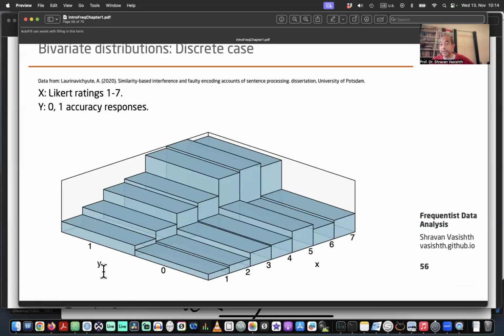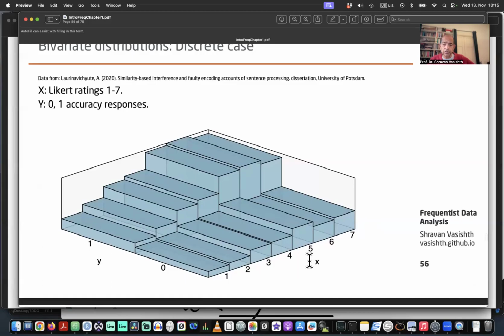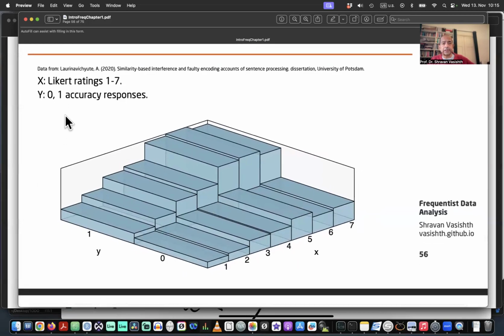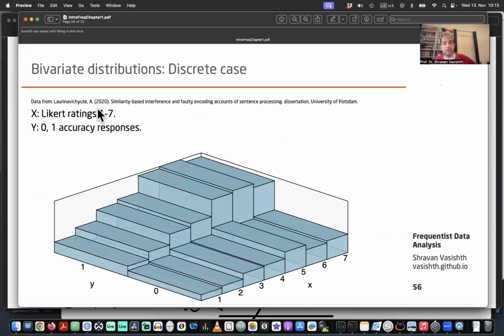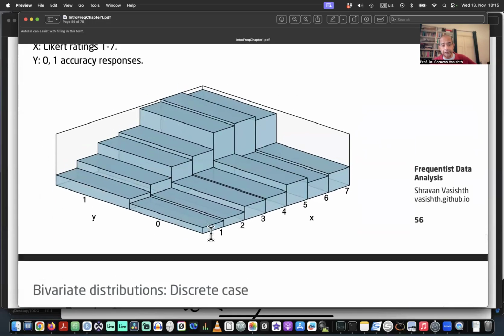So what we're getting from each subject in every trial is 2 data points. So we're getting data from 2 distributions. One is a binomial distribution, and this distribution here with the Likert scale responses is called a multinomial distribution, right? So what we are really looking at is a situation where we have 2 random variables which are somehow jointly operating to give us a 3-dimensional distribution. That 3-dimensional distribution here is called a bivariate distribution because there are 2 variables involved here.